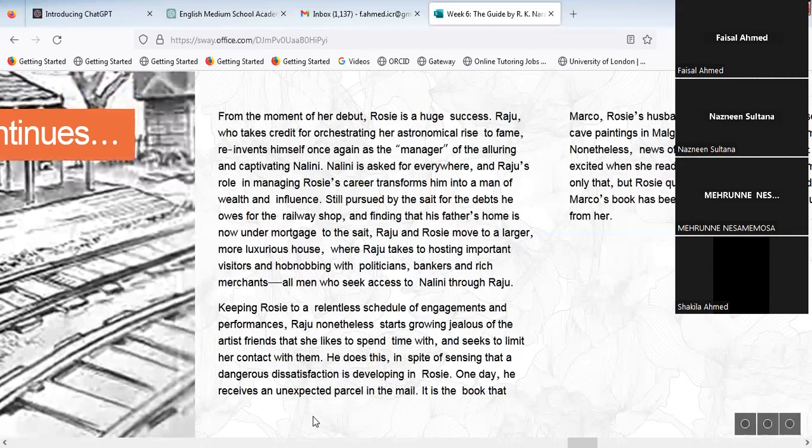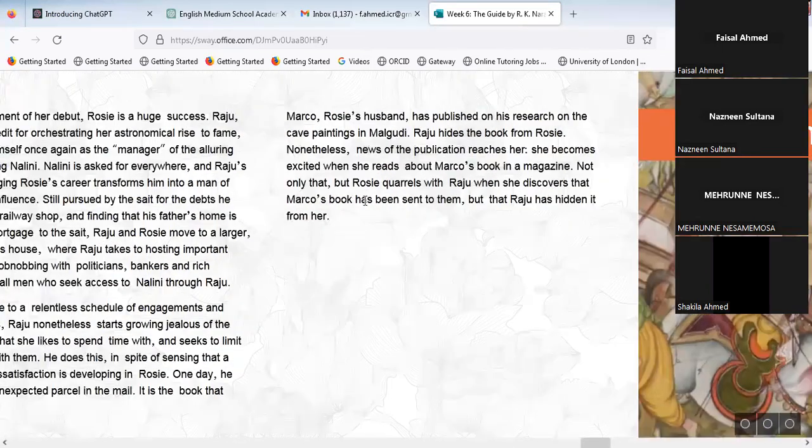One day he receives an unexpected parcel in the mail. It is the book that Marco, Rosie's husband, has published on his research on the cave paintings in Margoli. Raju hides the book from Rosie. Nonetheless, news of the publication reaches her. She becomes excited when she reads about Marco's book in a magazine. Not only that, but Rosie quarrels with Raju when she discovers that Marco's book has been sent to them, but that Raju has hidden it from her.